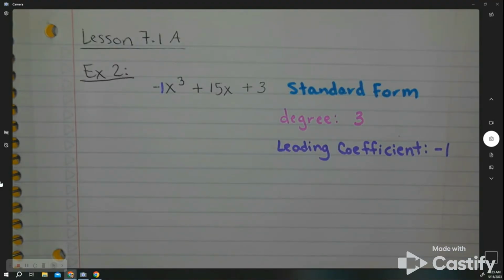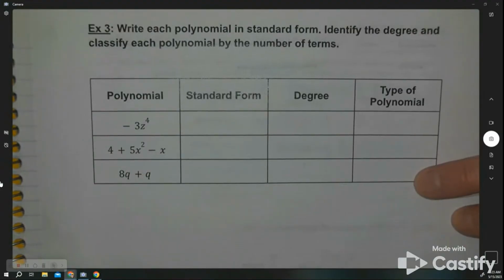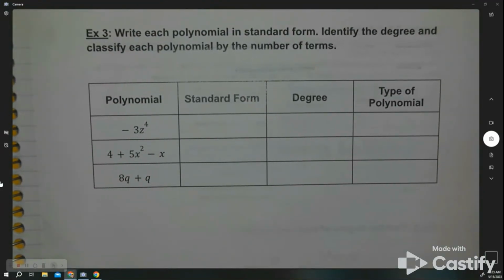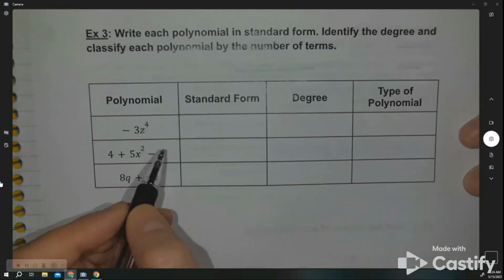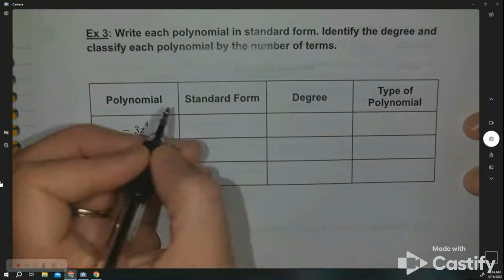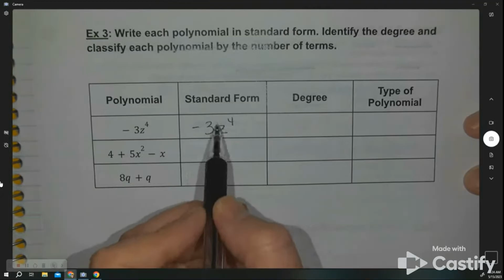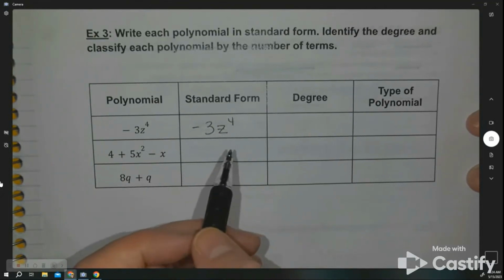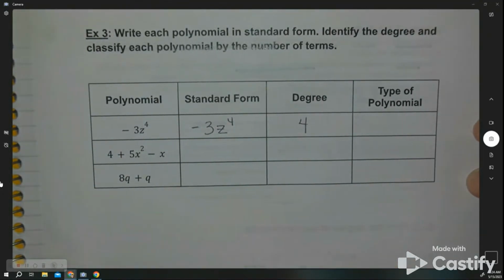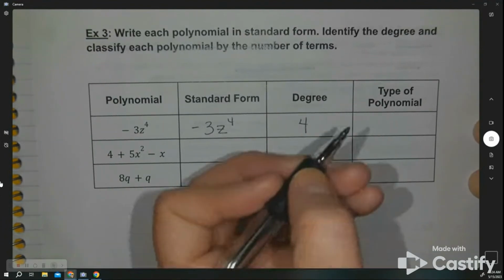All right, so for example 3, it says write each polynomial in standard form, identify the degree, and then classify each polynomial by the number of terms. So just trying to figure out, is it a monomial, binomial, or trinomial? When I'm looking at this, if I want to write it in standard form, I write it from greatest to least. This one only has 1 term, so negative 3z to the 4th power. Negative 3, that constant, has a degree of 0, and z has a degree of 4, so when we add 0 plus 4, we get a degree of 4. And since there's only one term, we would call this a monomial.